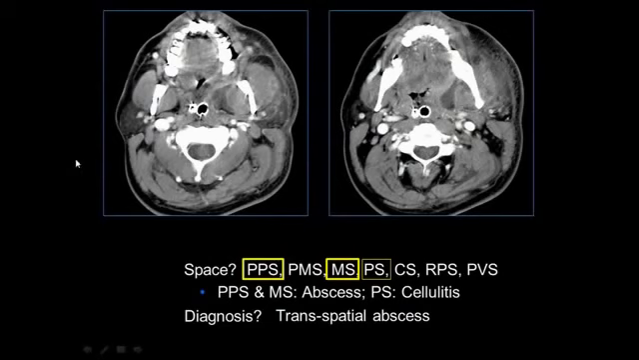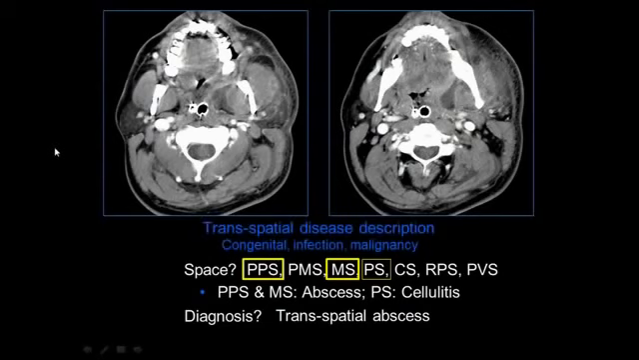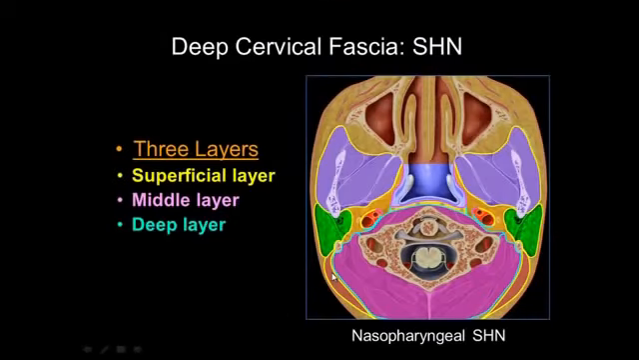In this case, I'm just showing you an example of transspatial disease description, again used in the setting of big congenital lesions, lymphatic malformations, etc., infection, and malignancy. So I found this approach to reading lesions of the suprahyoid neck, infrahyoid neck, oral cavity, and other places very useful. In this case, we are looking at the suprahyoid neck.